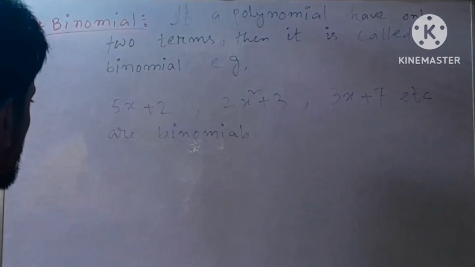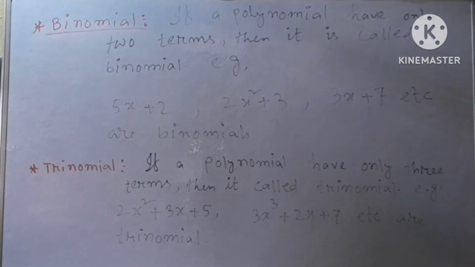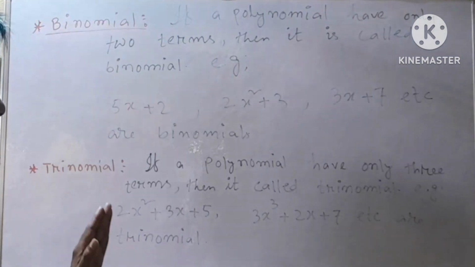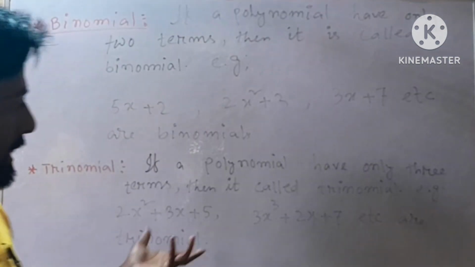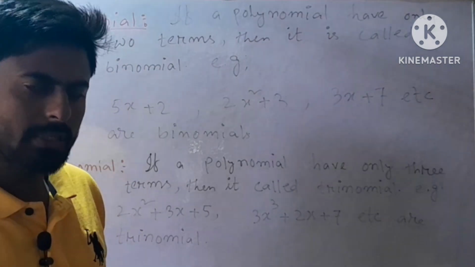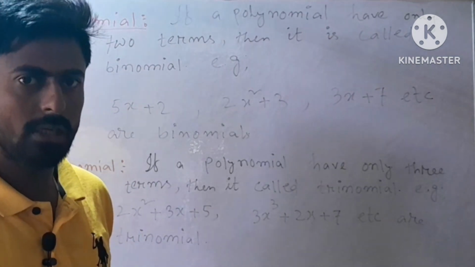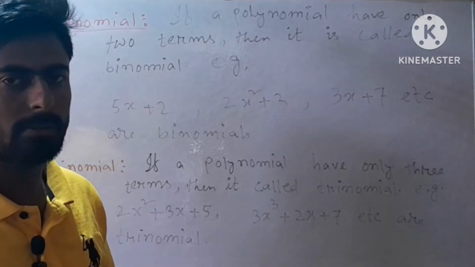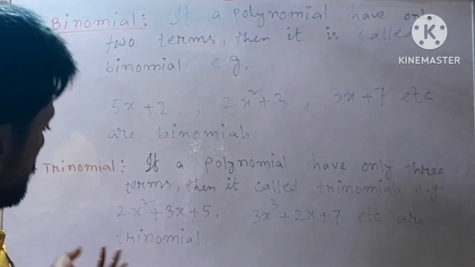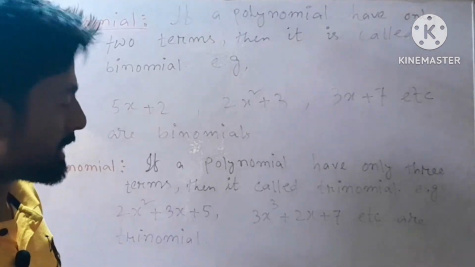3x plus 7, it is also polynomial, but number of terms here 2, so therefore it will be a binomial. Next, trinomial. What is trinomial? If a polynomial has only 3 terms, then it is called a trinomial. That means trinomial is also a polynomial, but in this case the polynomial has only 3 terms. Here some examples are given.